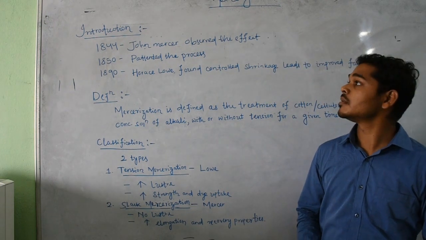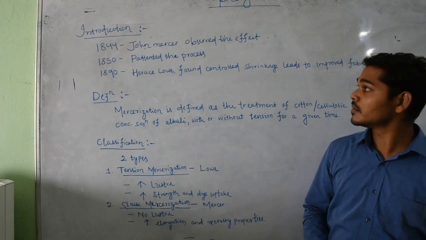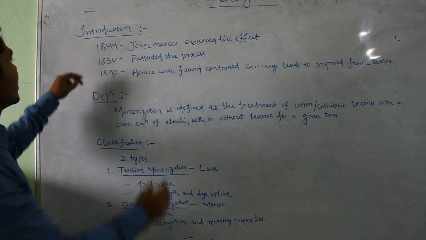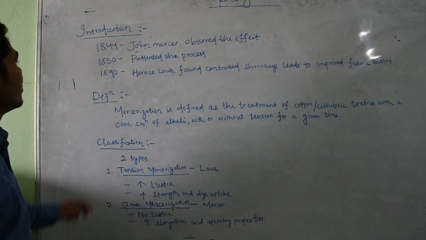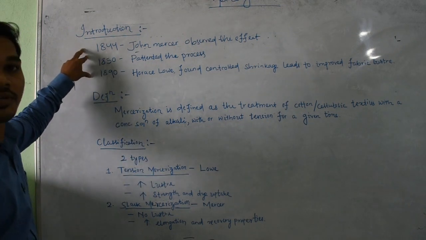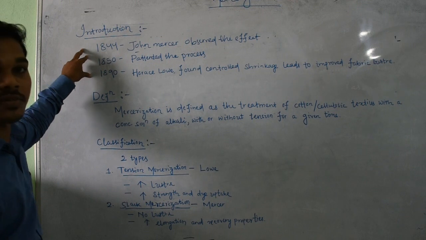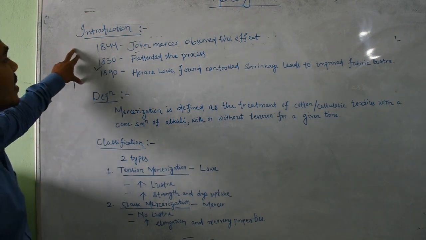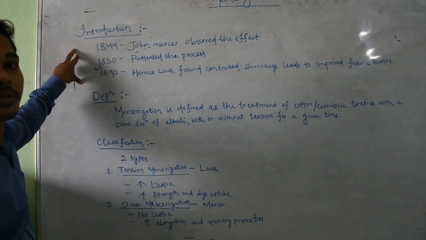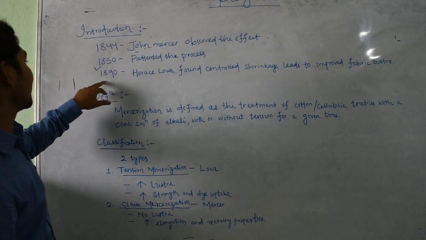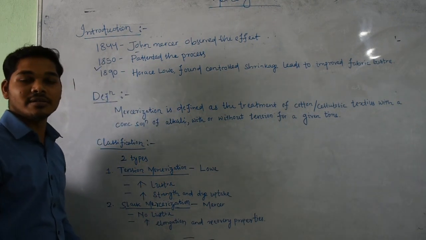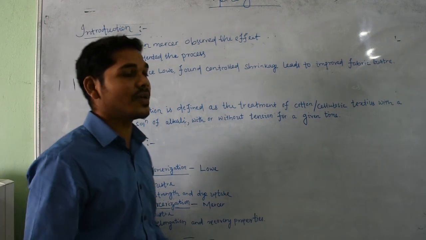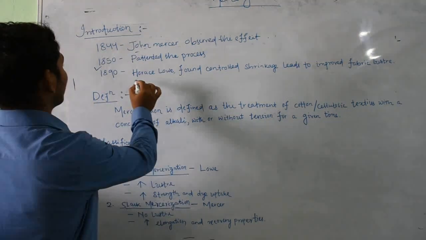Before starting the topic, let's move on to the introduction part of it. Initially in 1844, John Mercer, one of the English chemists, observed the effect of mercerization by treating cotton fiber with a concentrated solution of sodium hydroxide. In 1850, he patented this process in his name, and the process was named mercerization. Later on in 1890, Horace Lowe, one of the finest English chemists, found that controlled shrinkage leads to improved fabric luster, and he also patented this process later on.